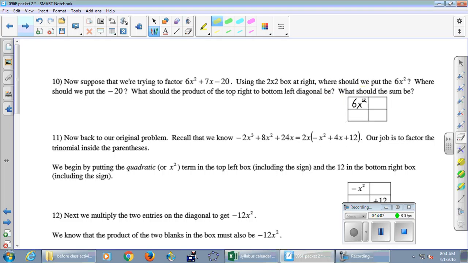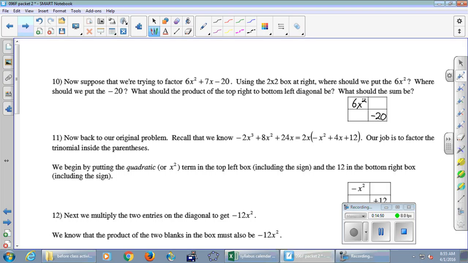What about the negative 20, which was that last guy? Where did the negative 20 appear in the box on the previous page? Bottom right. Negative 20 went right there. The other 2 boxes are tough. The other 2 boxes, if you look at the previous page, were a 15x and a minus 8x. I don't know where they came from because they certainly aren't in the original problem, 6x squared plus 7x minus 20. Somehow we need to build the 15x and the minus 8x. But at the very least, 6x squared and minus 20 should go right in there.